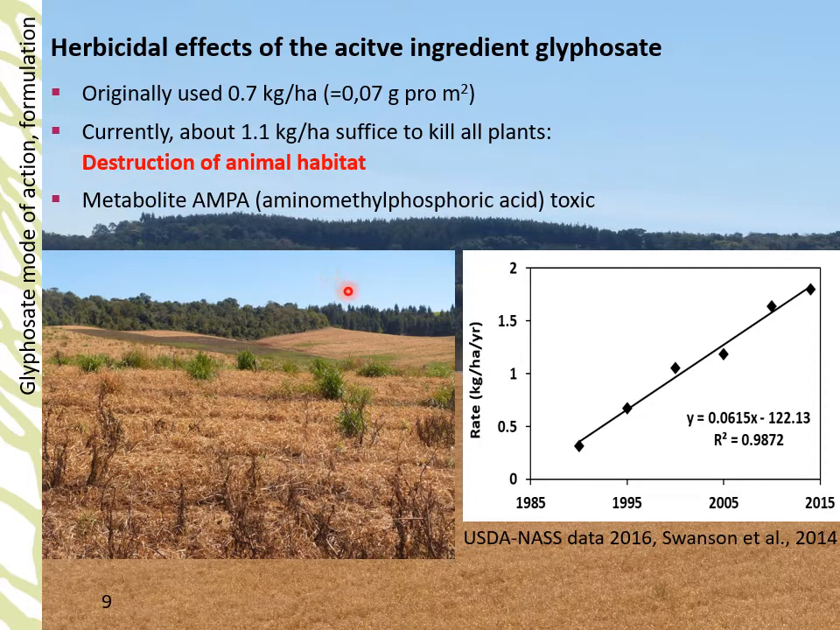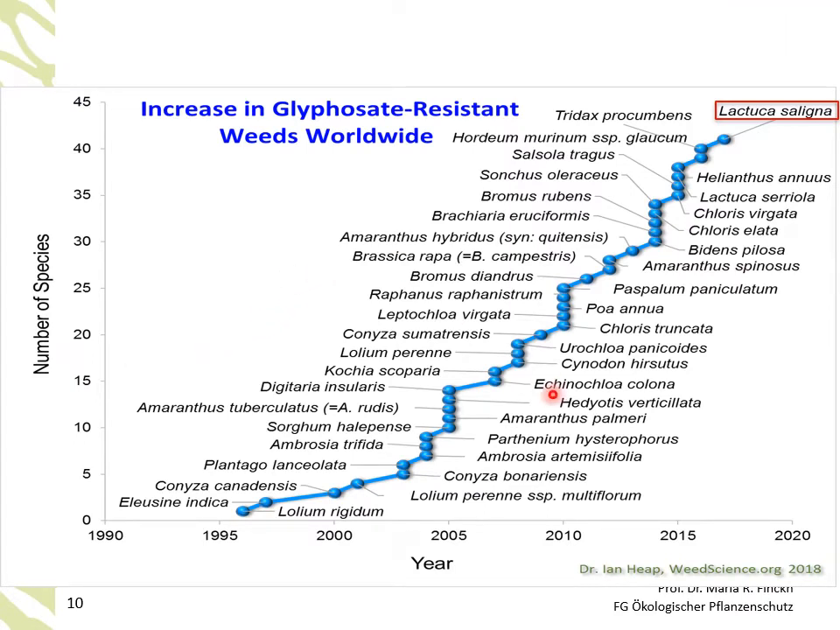What happens if you apply glyphosate a lot and all the time? Glyphosate resistance arises. Here you can see in the picture the field has been sprayed, but there are green plants, and these plants are resistant to glyphosate. If you look at the Weed Science website, you find glyphosate resistant weeds worldwide, and I took this in 2018, and you can see from 1995 there was no resistance to glyphosate. Until now we are over 40 species are resistant. The last one here on the list is Lactuca saligna.